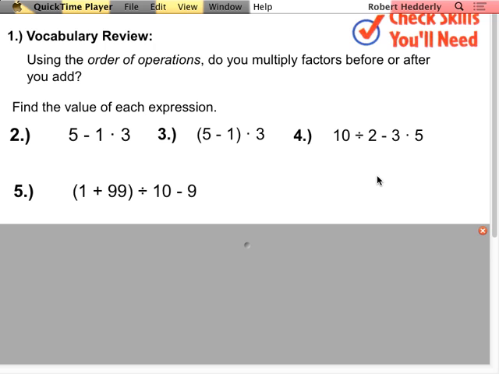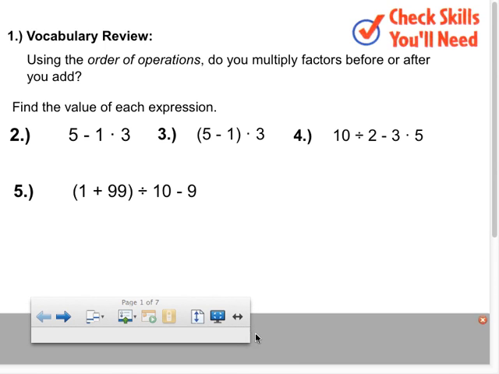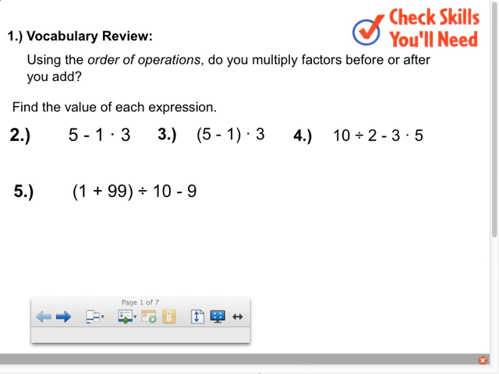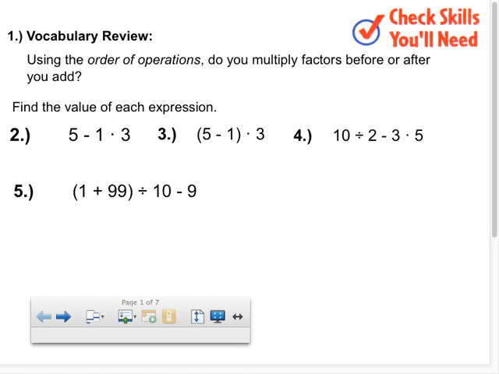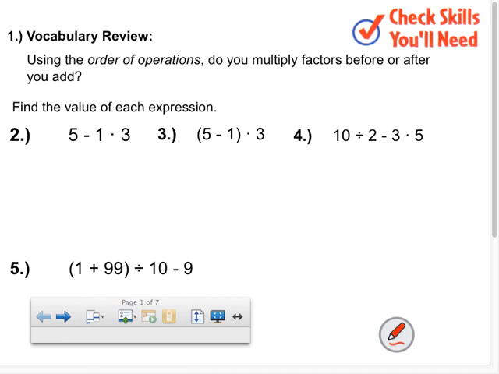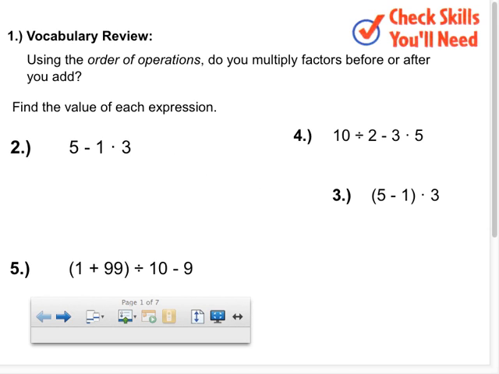Can somebody share with the class your answer for number two? What's the first thing we do? Yes. Dominic? We need to multiply first. Now I'm going to show you something a little different than what you might have done before. Now we're going to multiply.